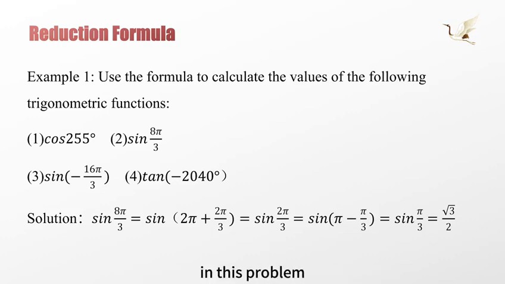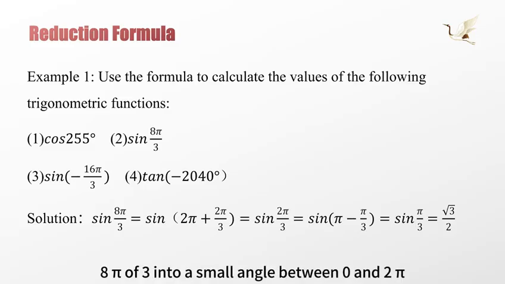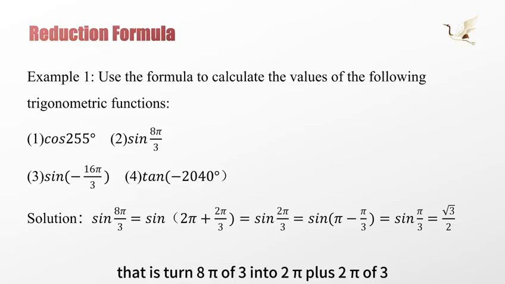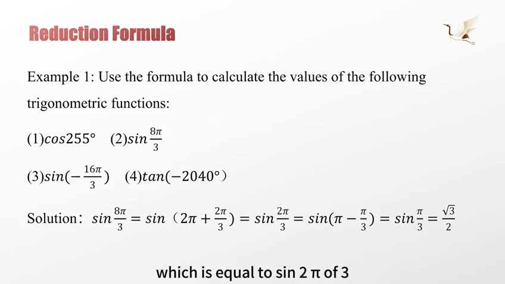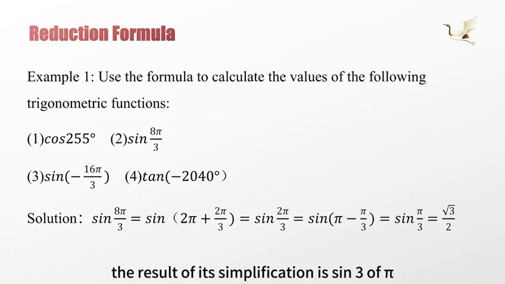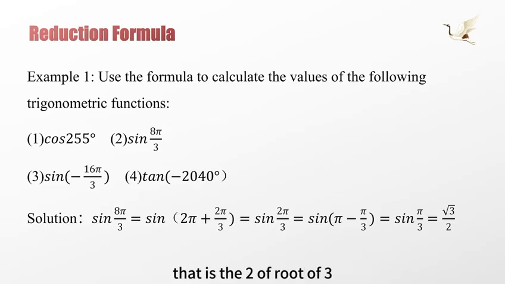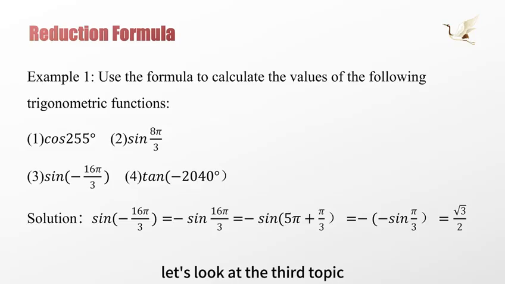Sine of 8 pi over 3. In this problem, the angle 8 pi over 3 has exceeded the range of 0 to 2 pi. Therefore, let's turn the big angle 8 pi over 3 into a small angle between 0 and 2 pi, that is, turn 8 pi over 3 into 2 pi plus 2 pi over 3. According to Formula 1, the terminal edge of 2 pi over 3 is the same, and the sine value is the same, which is equal to sine of 2 pi over 3. Continue to turn the angle of 2 pi over 3 into an acute angle, which is regarded as pi minus 1/3 of pi. Since the terminal edge of pi minus pi over 3 is in the 2nd quadrant, and the sine value is positive, the result of its simplification is sine of pi over 3, that is, root 3 over 2. Let's look at the third topic.